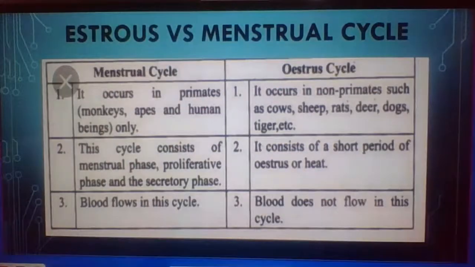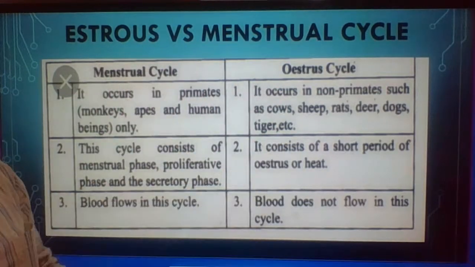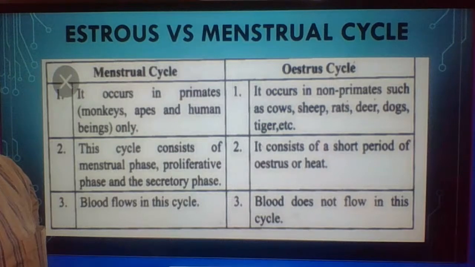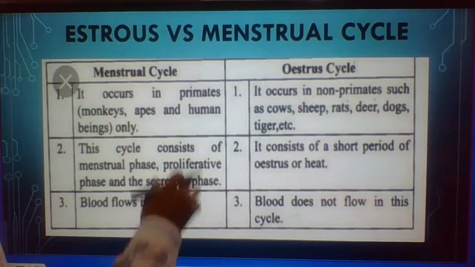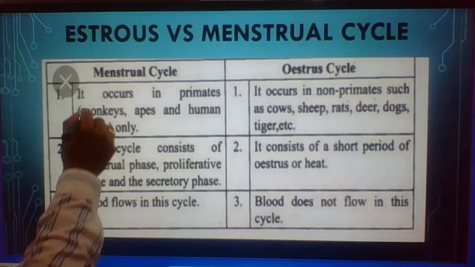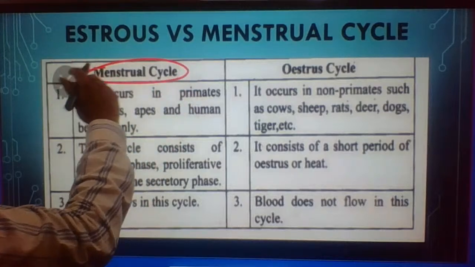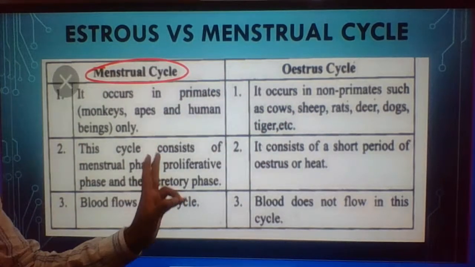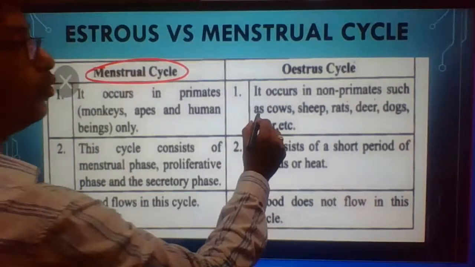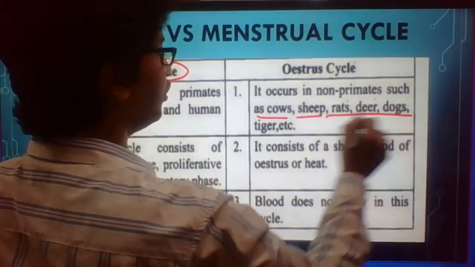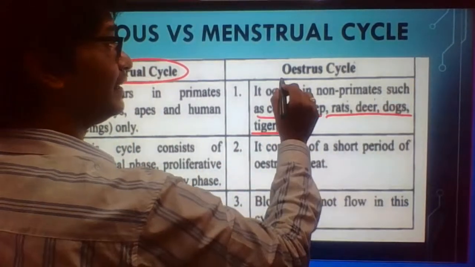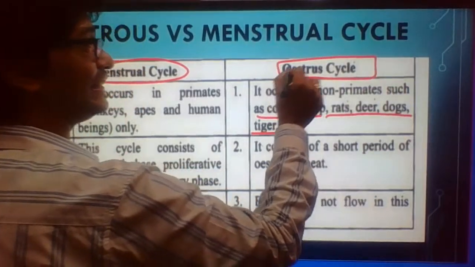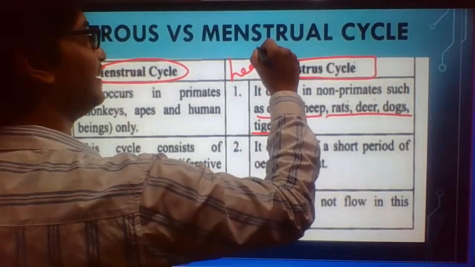Okay, we're done with this. Now we go with the two types of cycle, menstrual cycle and the estrous cycle. First, the menstrual cycle, because in the next slide we're going to discuss the menstrual cycle. At this point of time, you must know there are two types of cycle. Non-primates, for example, cow, sheep, the rat, deer, dogs, tiger: this type of cycle we call estrous. Estrous means heat.